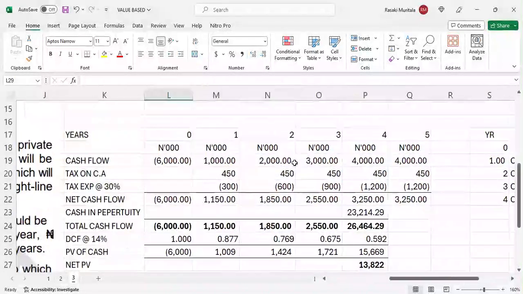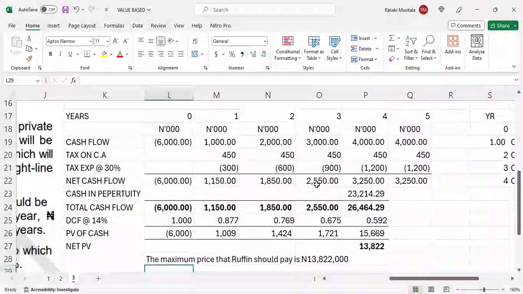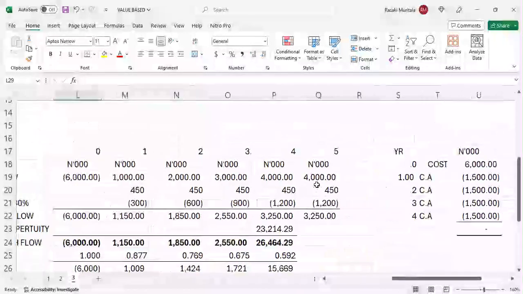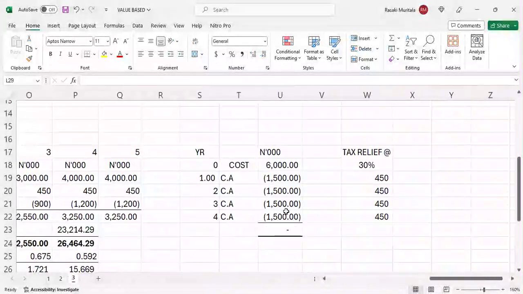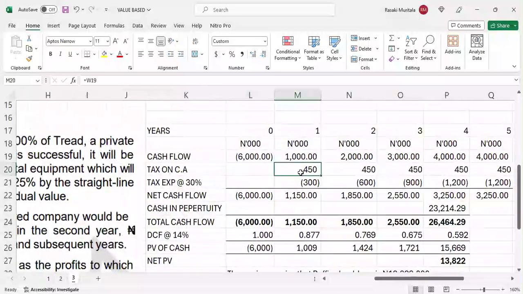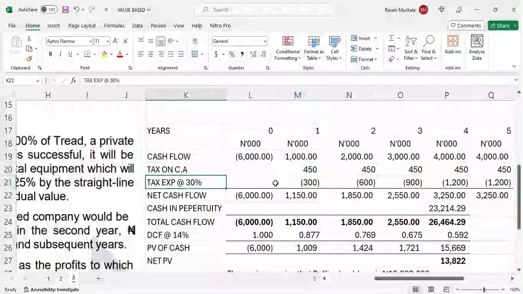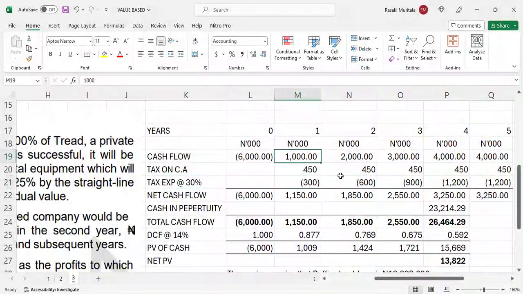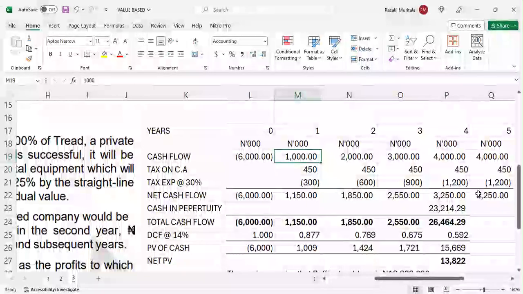You know how we calculate this. These are the things we did at the beginning of this course, learning about discounted cash flow. You can go back and watch the videos. You do your capital allowances. There is no complication in this one. Your capital allowance is an additional cash flow. However, your tax expense is paid on the profit for each year, and then you calculate the total like that.